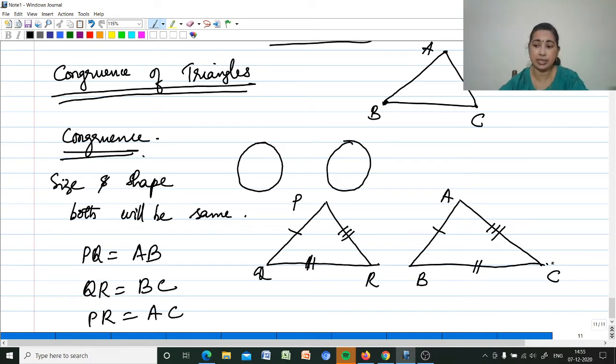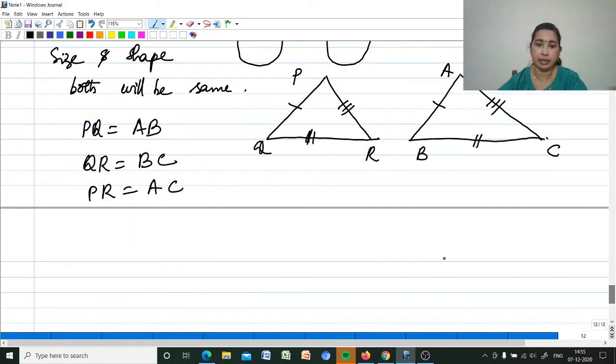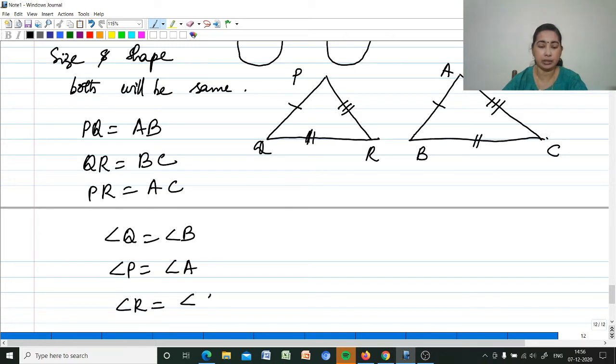Then we can say that those two congruent triangles, their angles also will be equal. So which angles will be equal? Angle Q will be equal to angle B. Angle P will be equal to angle A and angle R will be equal to angle C. So if sides and angles are equal, then we can say that they are congruent figures, congruent triangles.